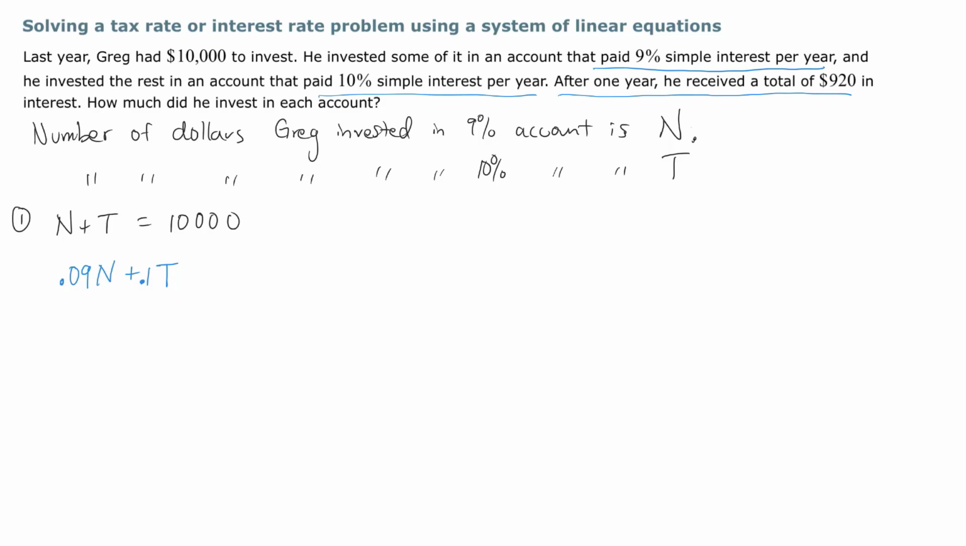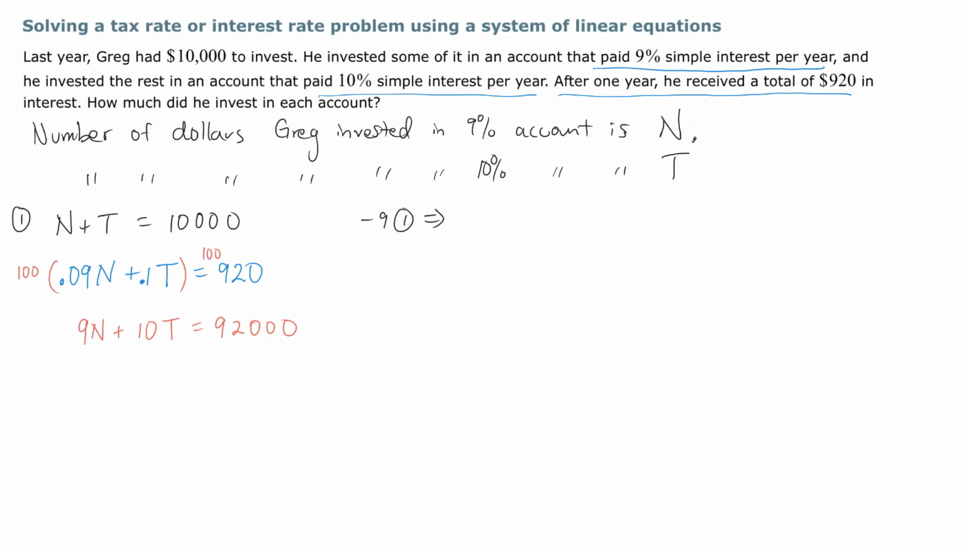Now, what's the total amount of interest earned? Total amount of interest earned is $920, which isn't bad. Let's not call this anything yet. Let's multiply both sides by 100 to get rid of the decimal. It makes things a lot easier. So we get 9n plus 10t, and we will get 92,000. I am going to take equation 1 now and multiply both sides by -9.